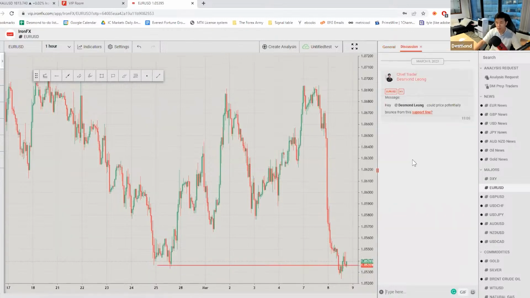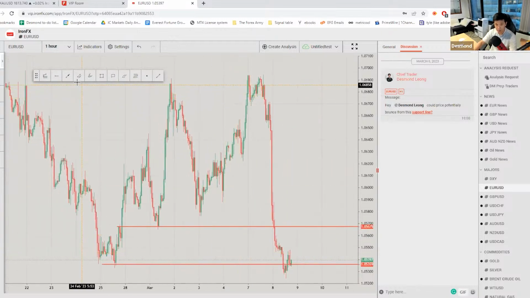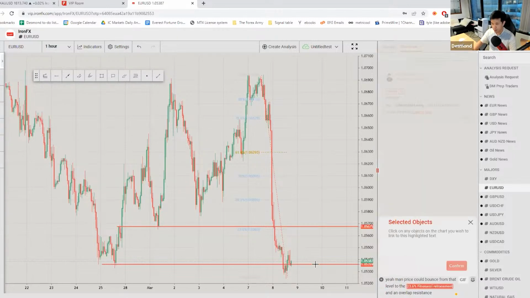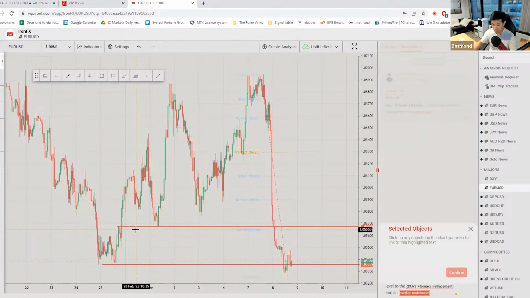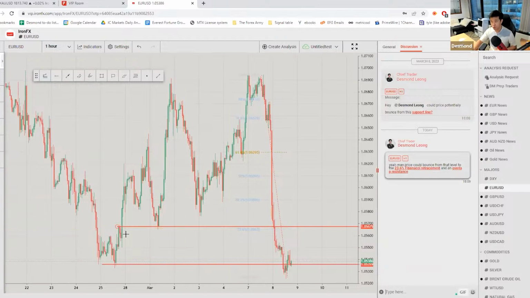So I will come in here and I will say, it could actually bounce here, right? Which might be a 23% retracement, right? So I say, yeah, man, price could bounce from that level to the 23.6% Fibonacci retracement and an overlap resistance. Where's the 23.6 retracement? I'm going to select it over here. Where's the overlap resistance? I'm going to say it's over here. Bam, send a message through, right?